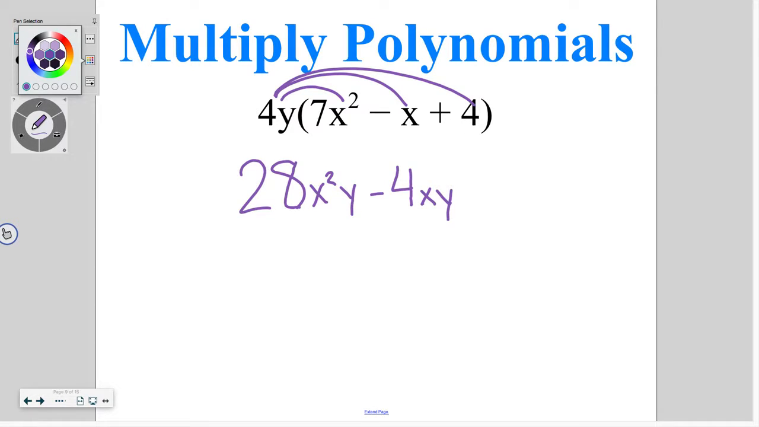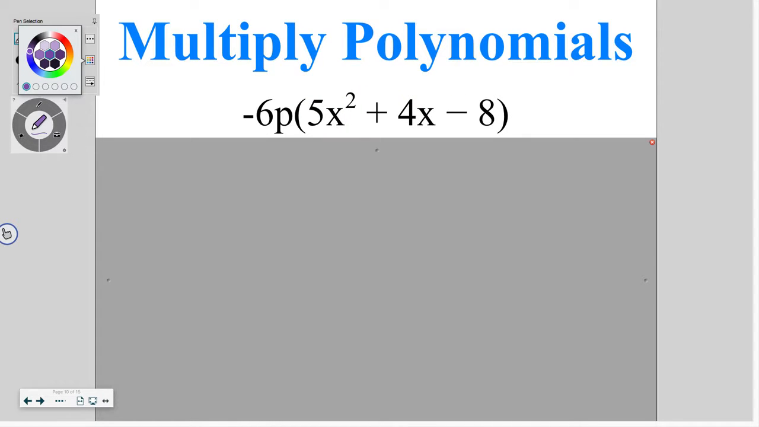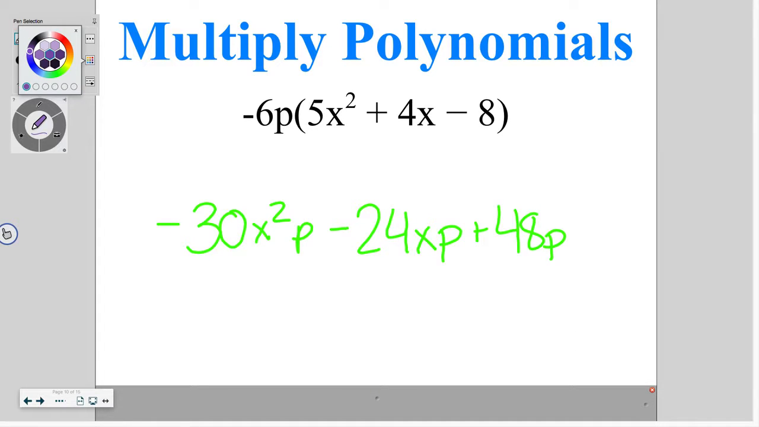And then I've got 4y times 4, which is going to give me 16, and then I've just got that y on the end. So when you have a variable that does not match your other ones, you can still multiply them together by just tacking it on the end. So it's not going to change the exponent if the variables don't match. Go ahead and try this one on your own. You end up with negative 30x squared p, and that should actually, if I was following what I said earlier, follow in alphabetical order and be p followed by x squared. Same thing with the second one. We've got negative 24, and then it should be p x with our variables listed alphabetically, and then plus 48p.